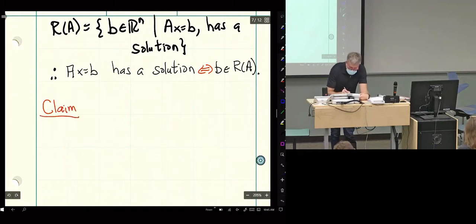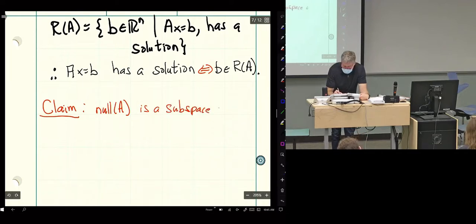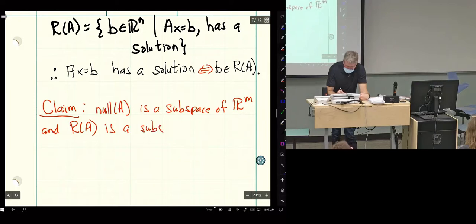Claim: the null of A, let me do these separately, sorry, is a subspace of Rm, and the range of A is a subspace of Rn.